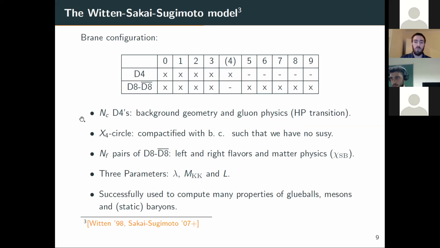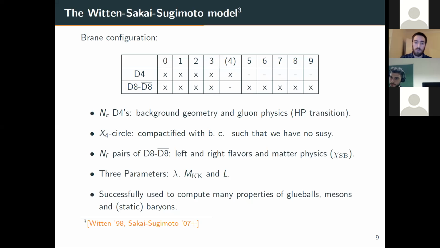The N_c D4 branes generate the background geometry and the gluon physics, and in particular a Hawking-Page type transition, which is generally associated with confinement in the field theory. There is an x4 circle which is compactified with boundary conditions such that there is no supersymmetry left. There are N_f pairs of D8 and anti-D8 branes which represent the left and right flavors of the matter physics.